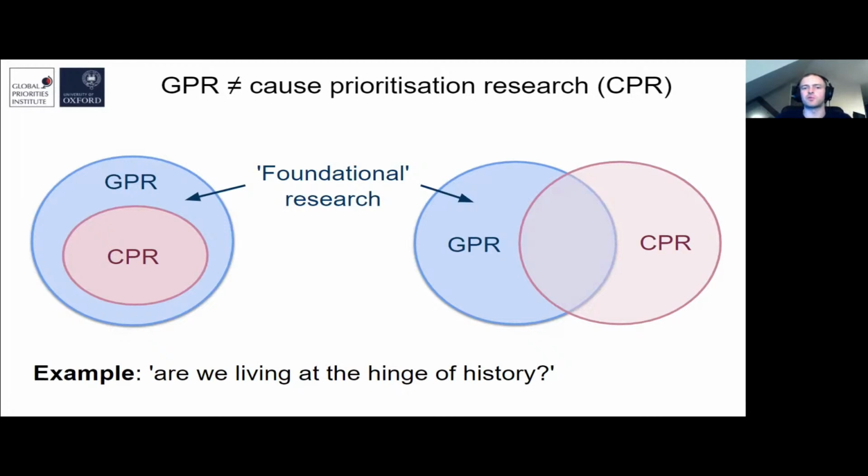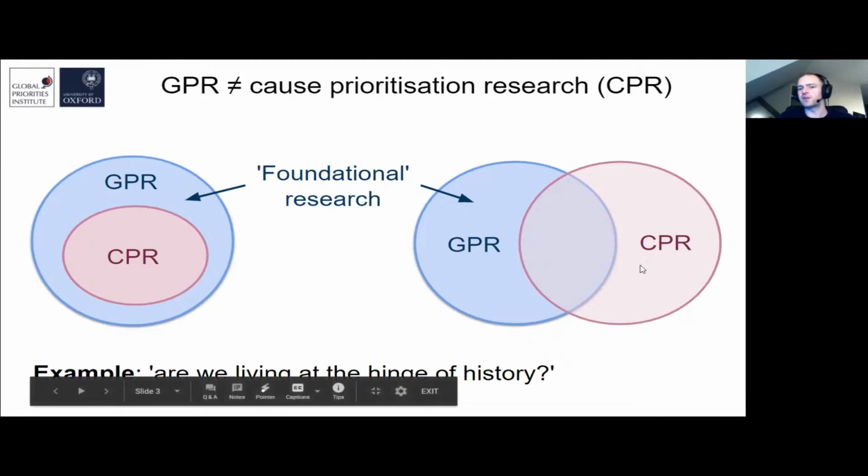What I have in mind here is what I've called foundational research. An example of this is the question, are we living at the hinge of history? If you did some research to better understand this question, this would really help you figure out what the best actions you can take might be, but it's not directly comparing two different causes. It's not directly prioritizing between two different causes. And so here's where I think global priorities research is distinguished from cause prioritization research.